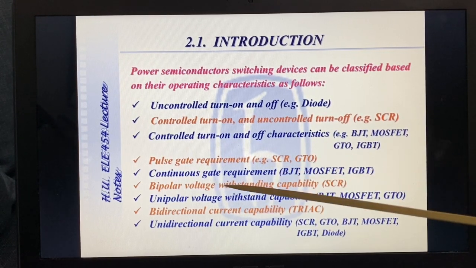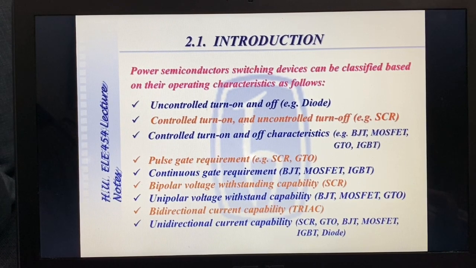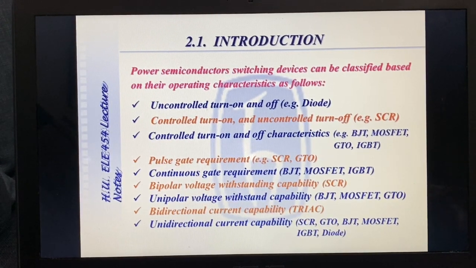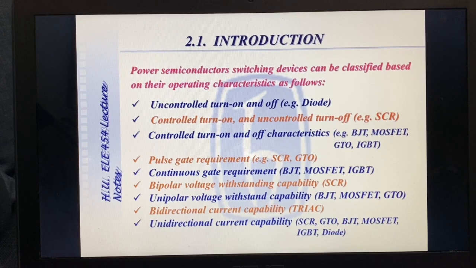Bipolar voltage withstand capability for the silicon-controlled rectifier. In the off state, it can withstand both positive and negative voltage across its terminals. Unipolar voltage withstand capability is for the transistor family devices and for GTO type of devices mostly. Transistor devices are not capable of blocking considerable negative voltage. So you should take care of this in your design, in your converter application.